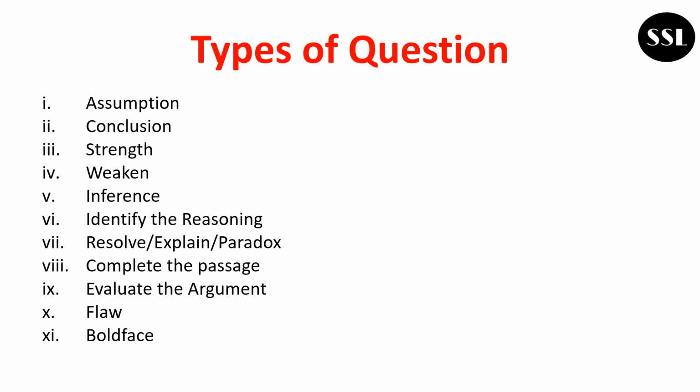Then the last topic is boldface. That means in your argument, 1 or 2 phrases are in bold. You have to find out the main purpose of the boldfaced phrases in the given argument. So these are the very basic types of critical reasoning questions we are going to cover in our upcoming sessions.